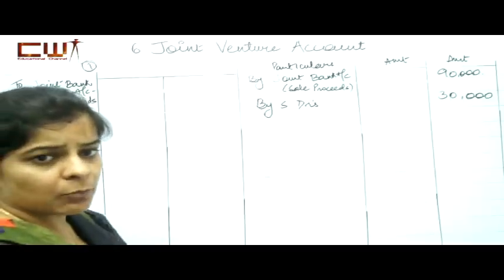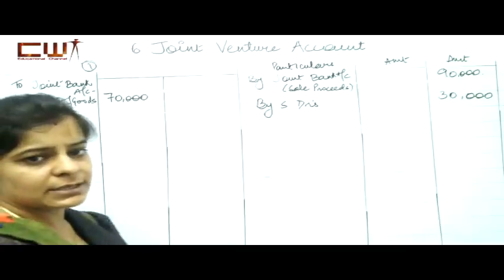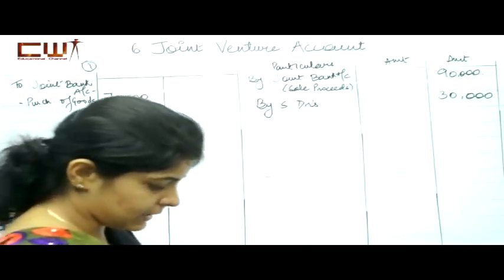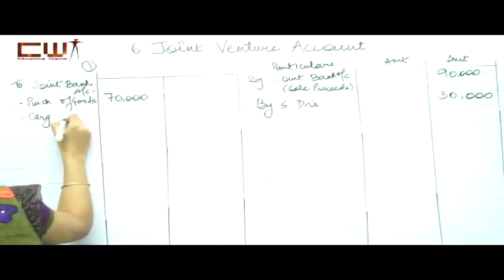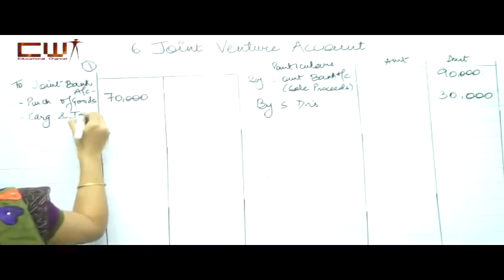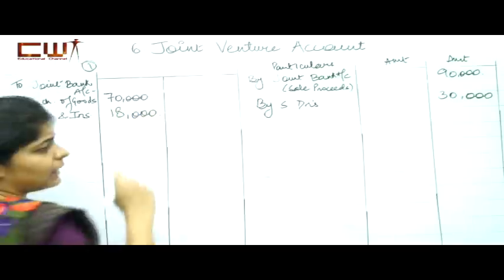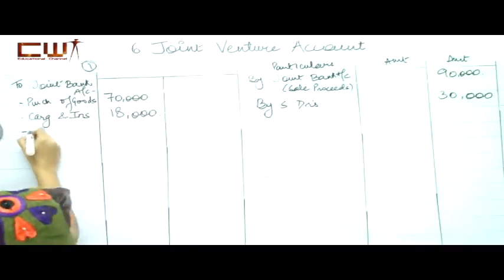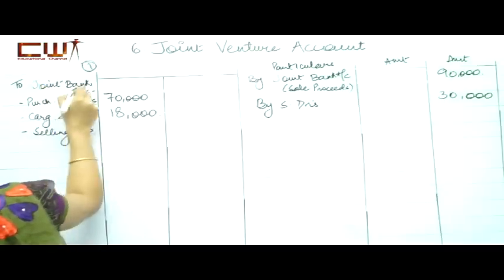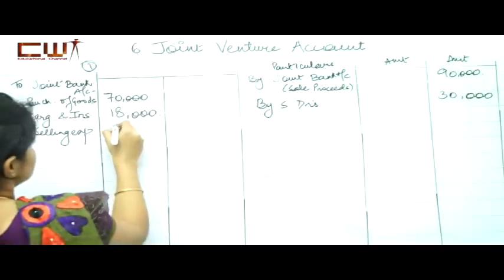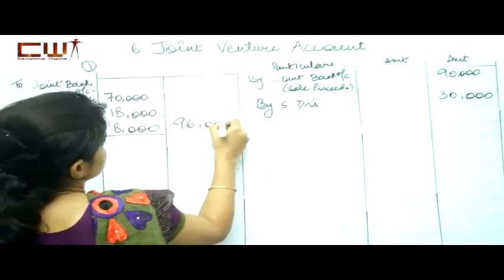How much are the goods purchased for? 70,000. All right. Next is you have insurance. That is, you say carriage and insurance. Next expense is carriage and insurance. Carriage and insurance is how much? 18,000. Right. Next expense is selling expenses. That will also be through joint bank account. So selling expenses are 8,000. That makes up a total of 96,000.